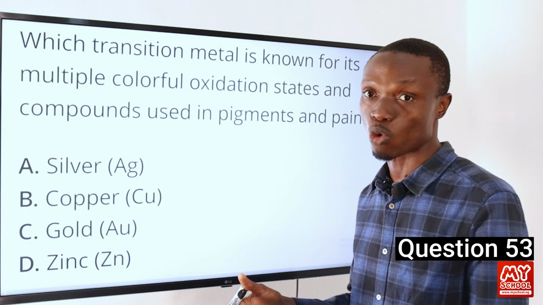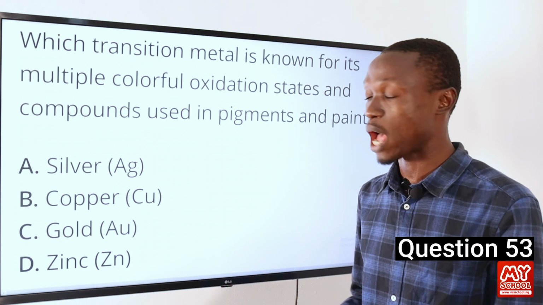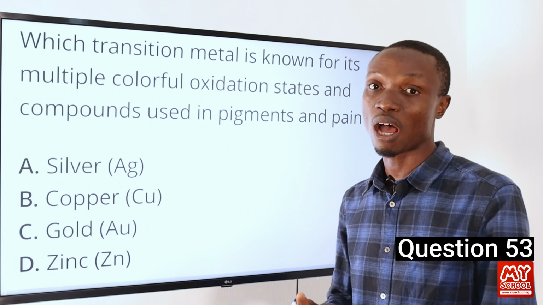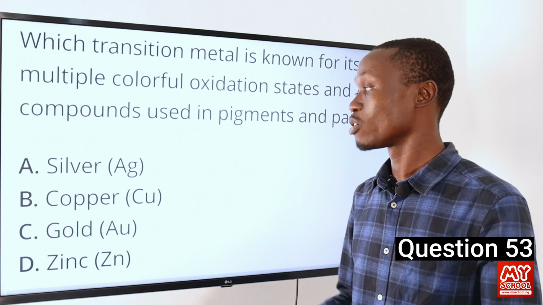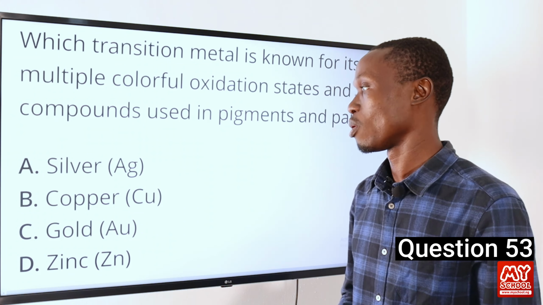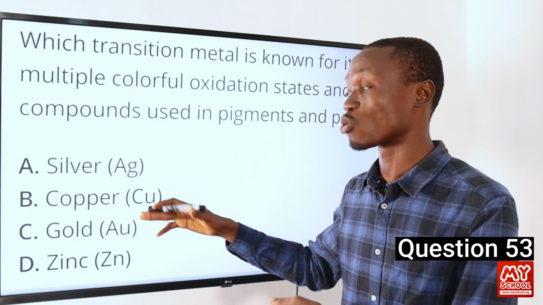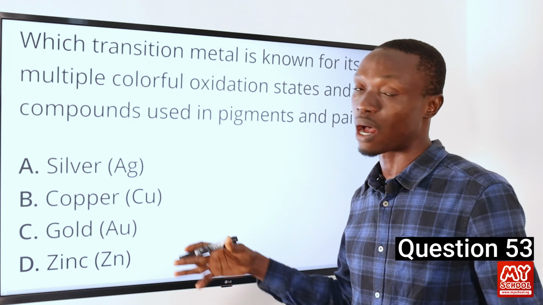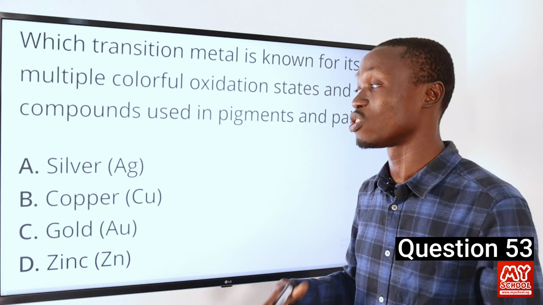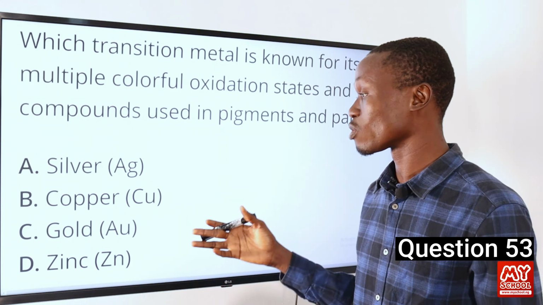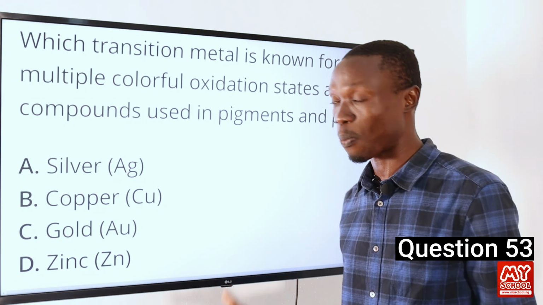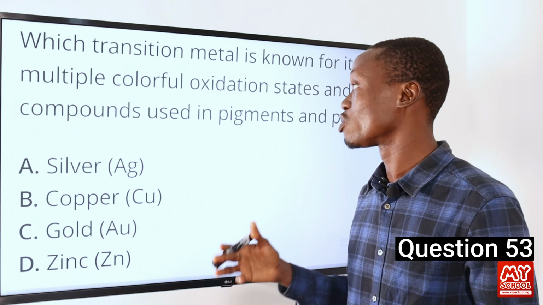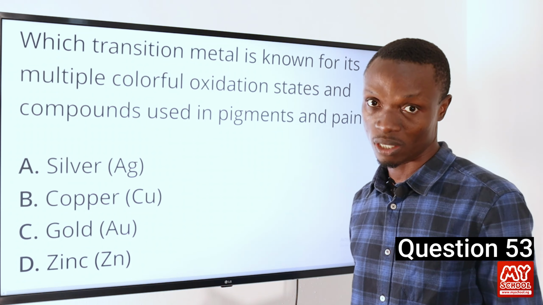Copper exhibits 2 oxidation states, which are +1 and +2. And copper usually has this blue color, sometimes also showing a green color. So the answer to this question is copper. Then C, we have gold. Then D, we have zinc that has just 1 oxidation number, which is +2. So the answer to this question is option B, copper. Copper is blue in color and it is used in pigments and in paints.